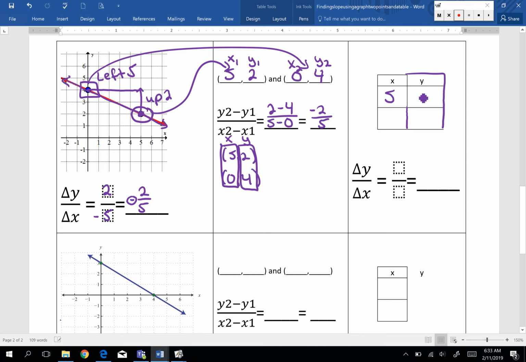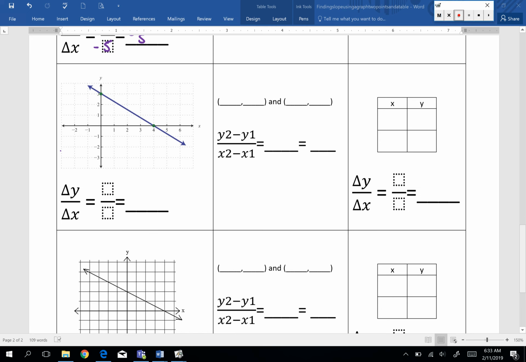We again take our 2 ordered pairs and transfer them to the table. Change in Y: to get from 2 to 4, I add 2. To get from 5 to 0, I subtract 5. The change in Y is positive 2. Change in X is negative 5. So we once again have our negative 2/5. Go ahead, take a pause here, and try out the second row on the back.